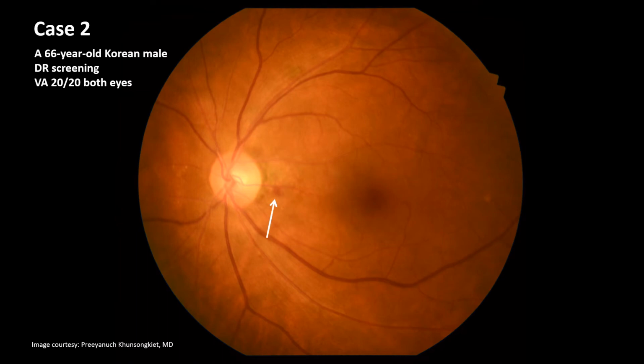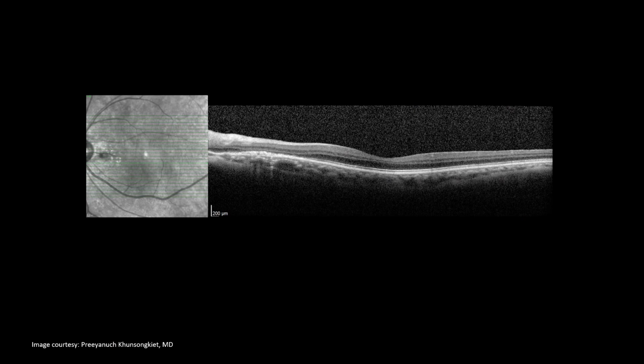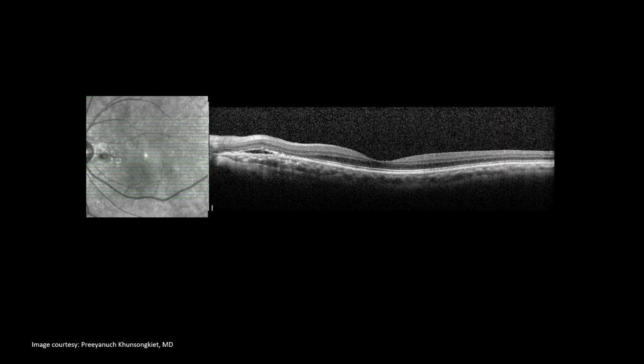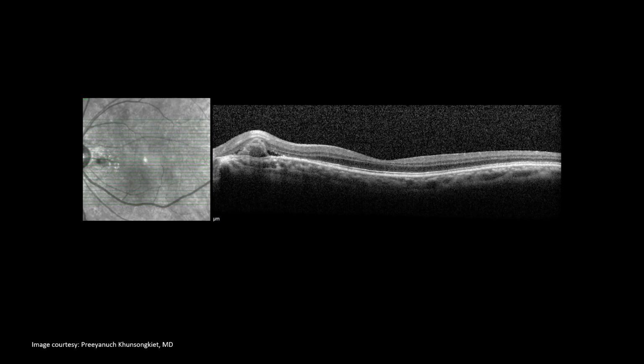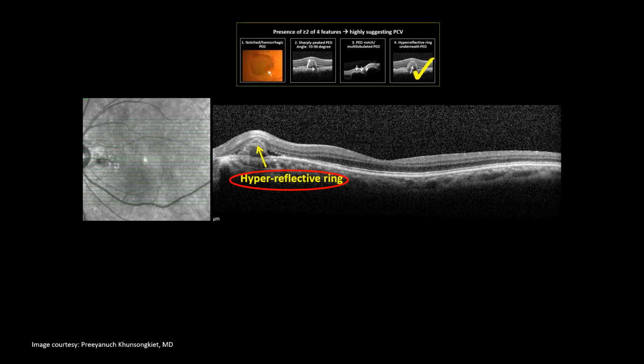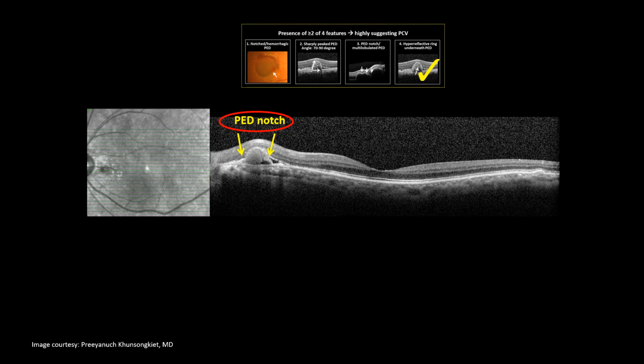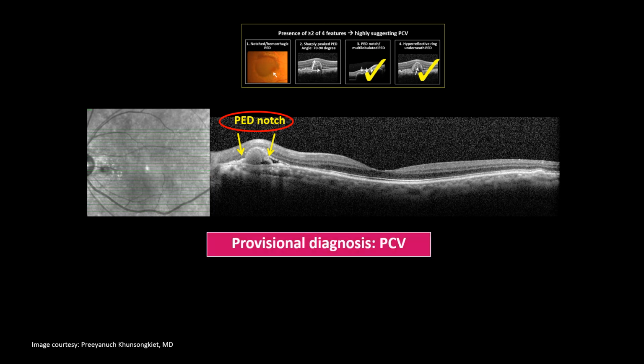Now move to another case, a 67-year-old Korean male who presented for diabetic retinopathy screening, but we saw subretinal hemorrhage and maybe PED near the optic disc. So we performed an OCT scan across the lesion. We found subretinal fluid and also PED with a tiny ring inside and also a PED notch. So this case matched 2 major criteria, and we suspected PCV. So the patient underwent ICGA angiography, and here are the results.